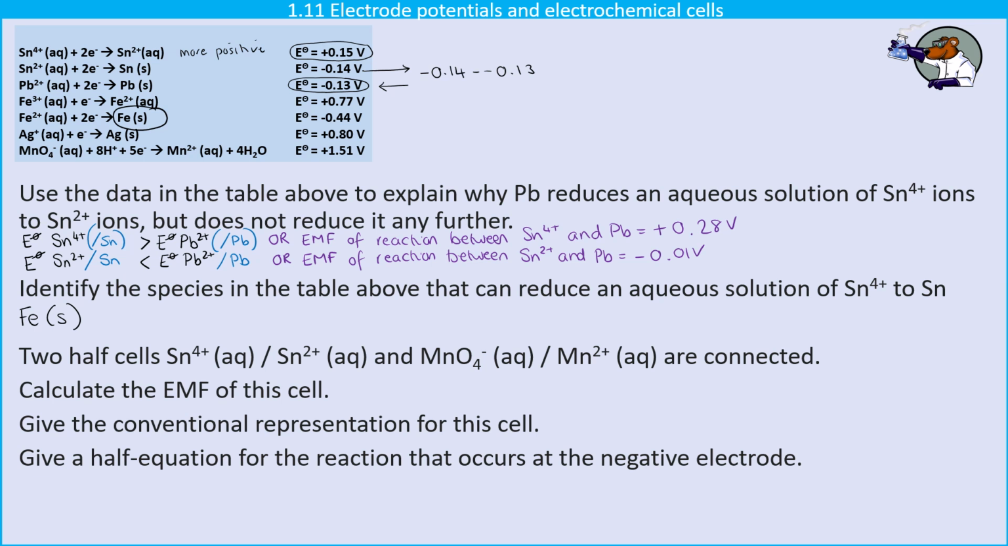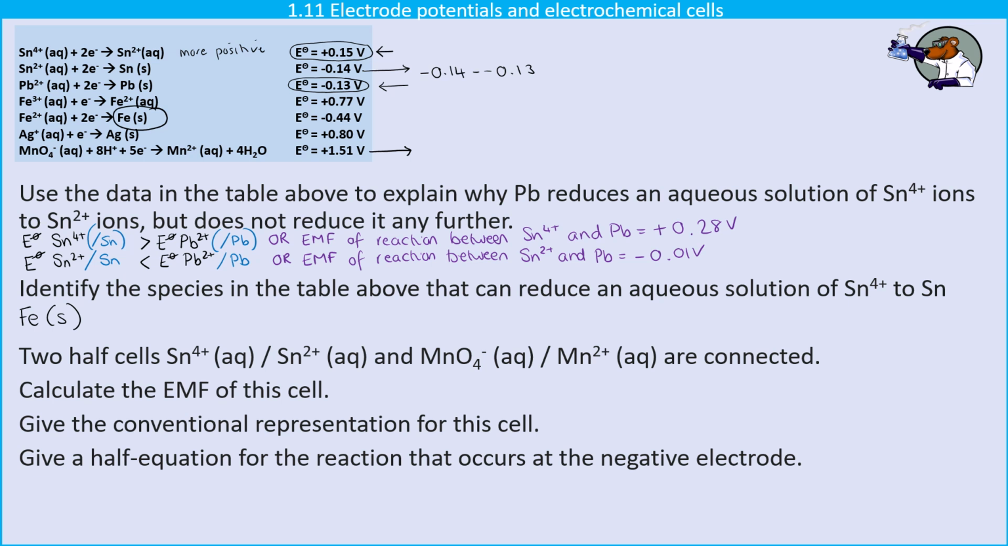And then lastly, we've got a 3-part question talking about an electrochemical cell where we've wired together a half cell that contains tin 4+ and tin 2+, and then another half cell that's got these manganate ions and also manganese ions. So firstly, we're going to calculate the electromotive force of this cell. So that's nice and straightforward.